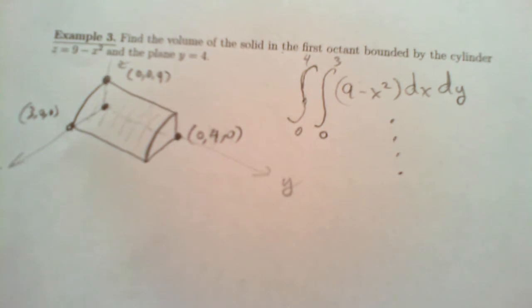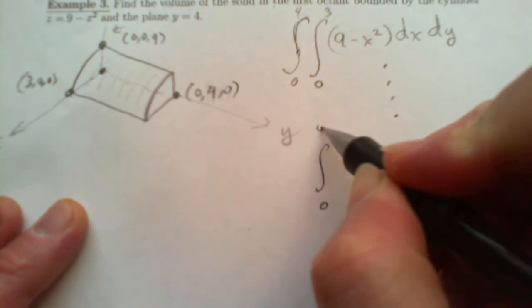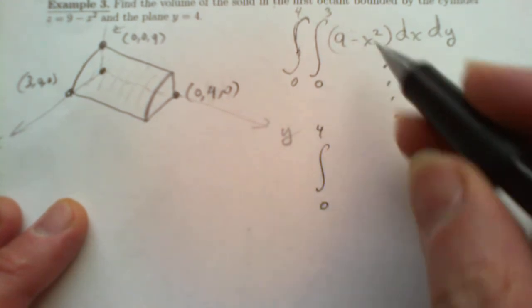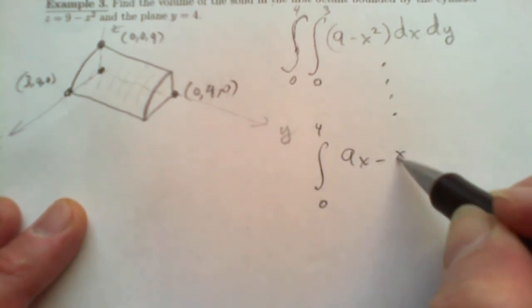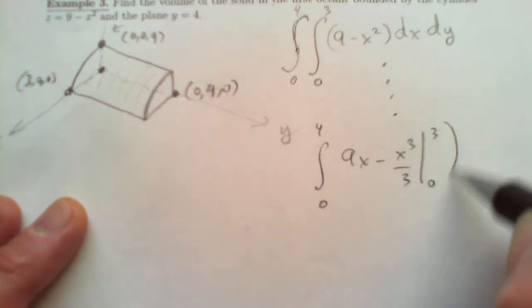I'll just write the antiderivative for the first one, and then everything is the same. The antiderivative of this is 9x minus x cubed over 3, evaluated from 0 to 3.